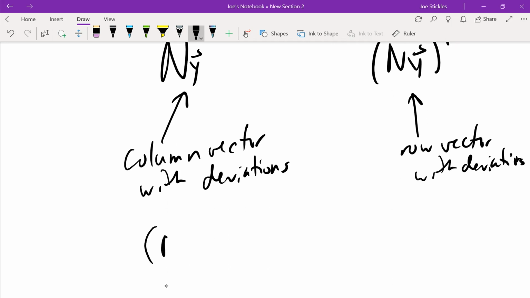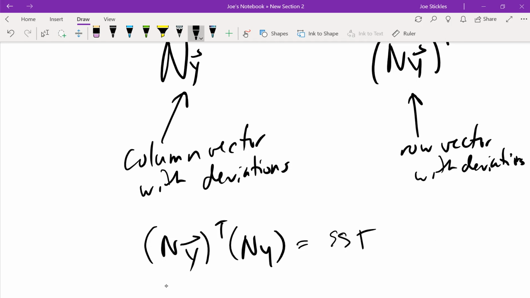So if you do n y transpose times n y, this will give you a 1 by 1 matrix that is the sum of the deviations from the mean. That's SST. That literally gives you the SST value. Now, one of the reasons why I went through the other stuff is because I can simplify the left-hand side.